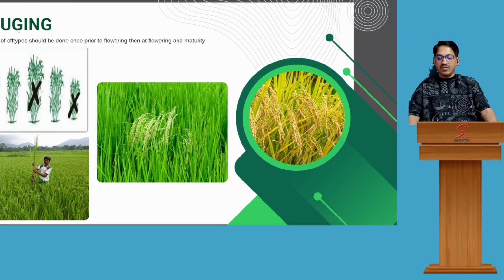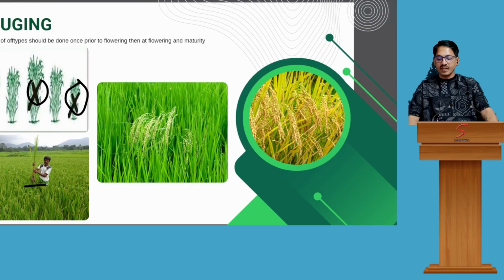Now, the most important is rogueing. What is rogueing? Rogueing is nothing but the removal of off-types from the seed plot. You can see here the plants which are looking taller than these others need to be rogued out from the field. Remove them from the field, and the plants which are very dwarf as compared to these, we are removing out from the field.